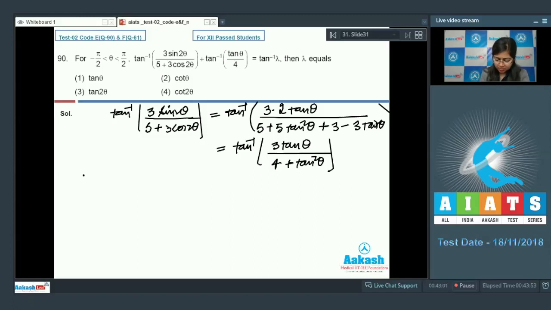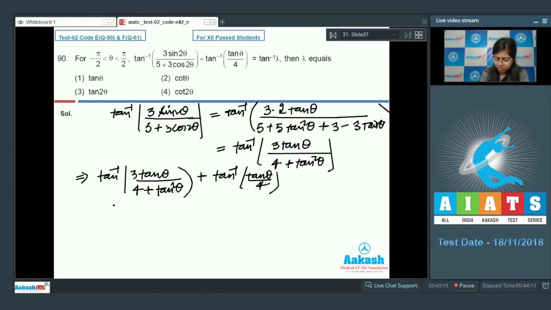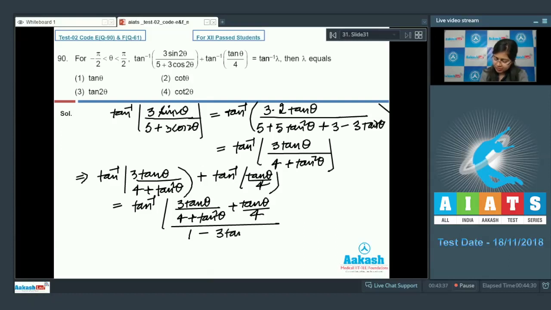Now, taking the left hand side of the given equation, we can write it as tan inverse 3 into tan theta upon 4 plus tan square theta plus tan inverse of tan theta upon 4 will be equal to, now we know the formula of tan inverse A plus tan inverse B, that is tan inverse of 3 into tan theta upon 4 plus tan square theta plus tan theta by 4 upon 1 minus 3 into tan theta upon 4 plus tan square theta into tan theta upon 4.